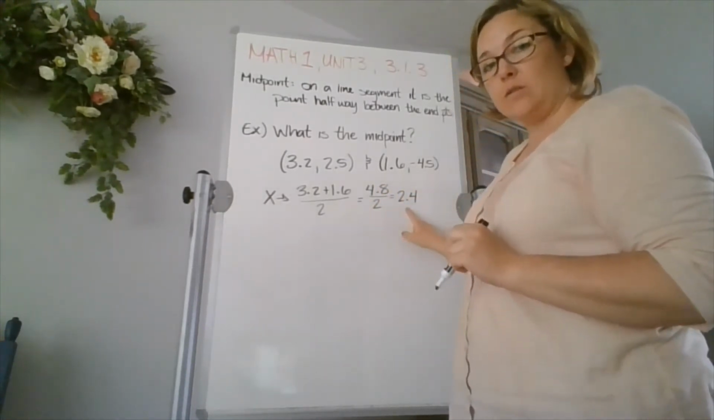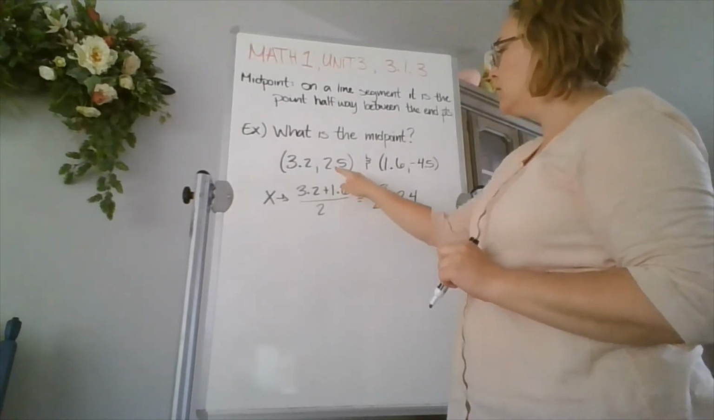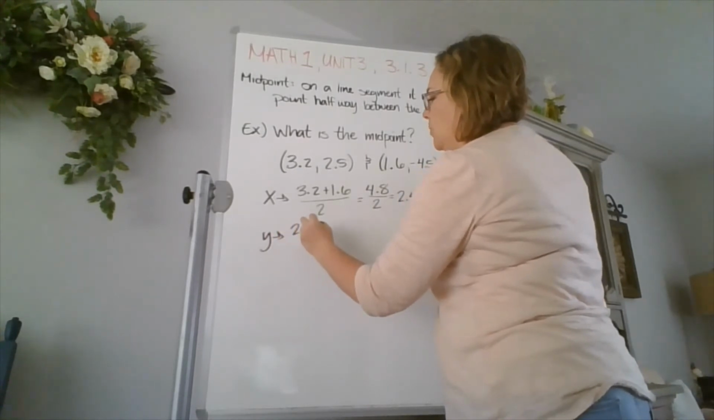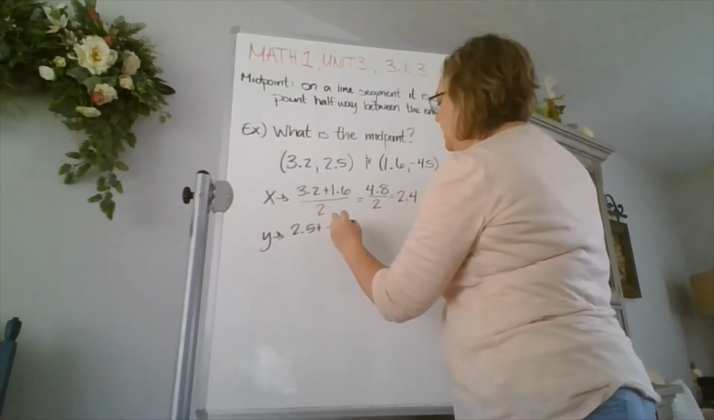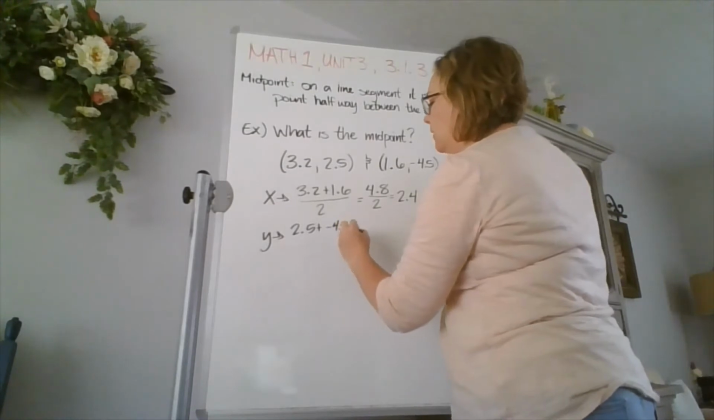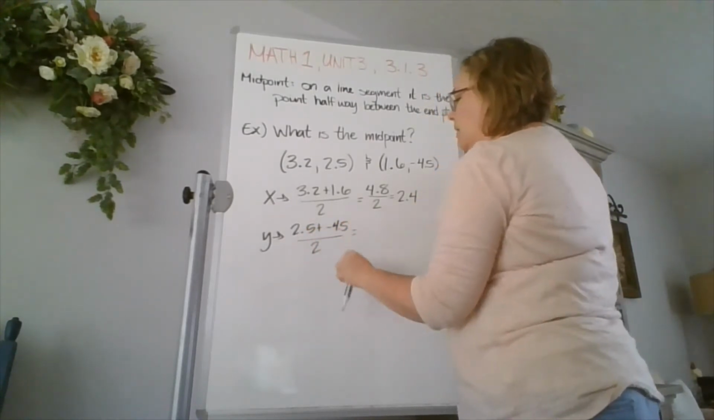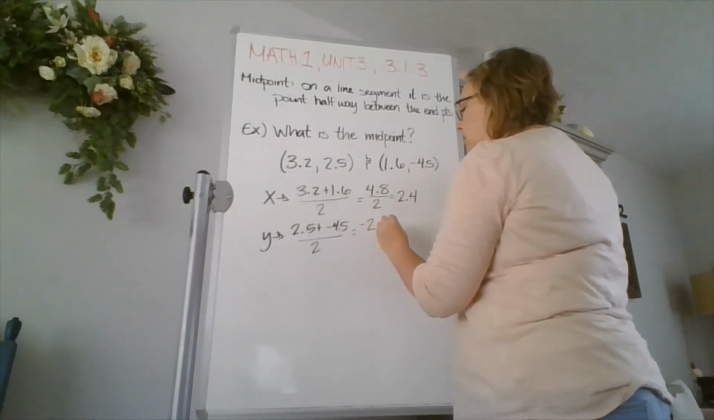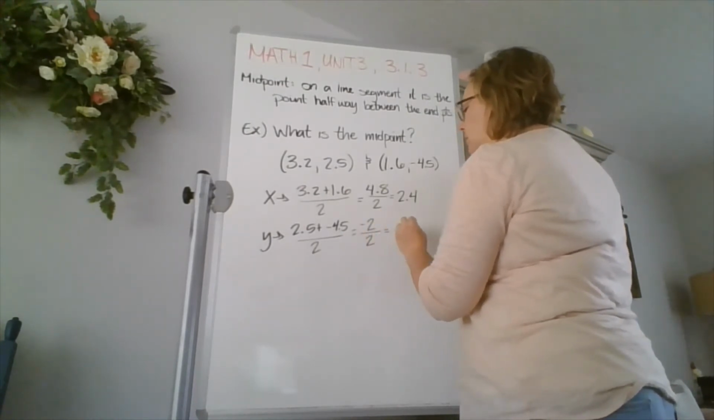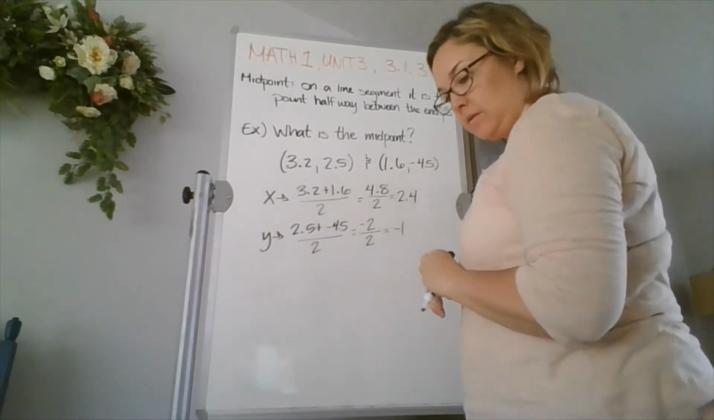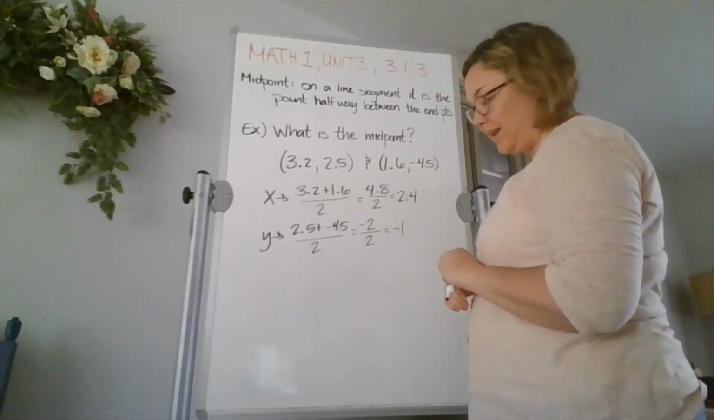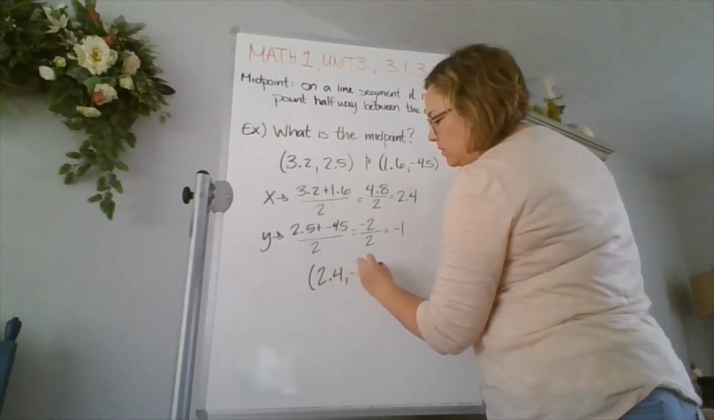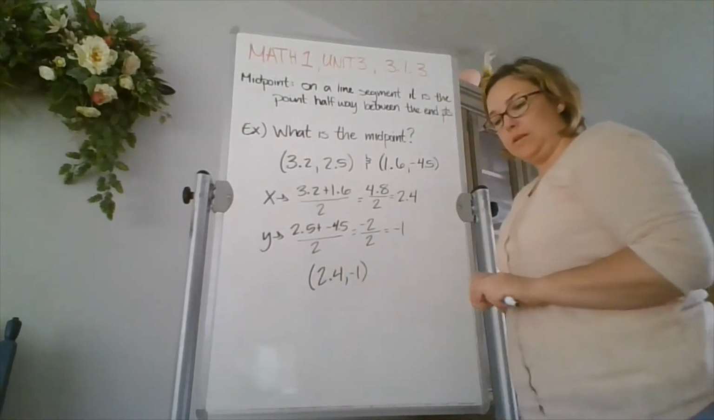So that is our x coordinate, and now we're going to find the average of our y coordinates. So 2.5 plus a -4.5 divided by 2 equals 2.5 plus -4.5 is a -2 divided by 2. There we go. So we get 2.4 and -1. That is our midpoint.